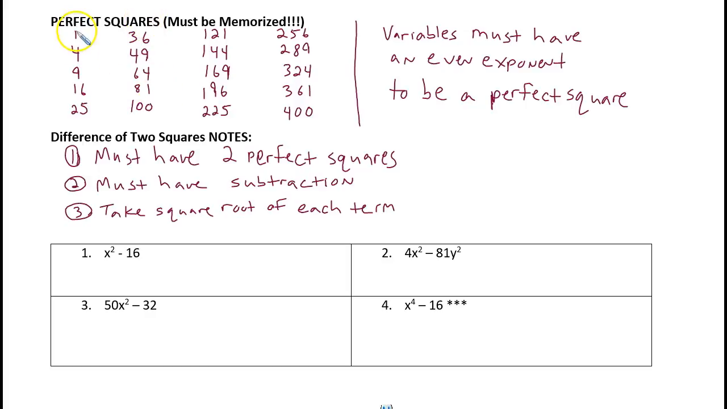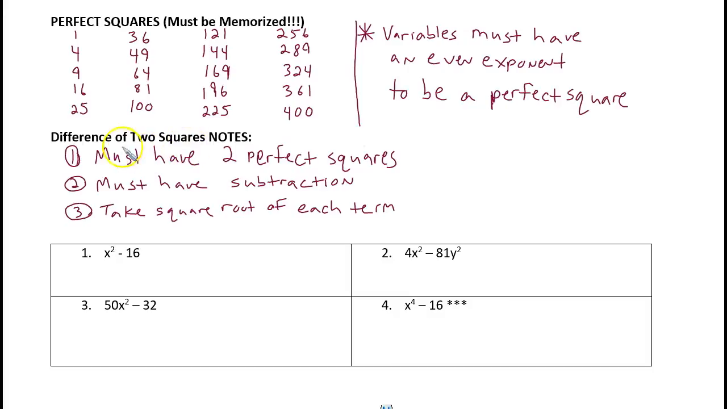You probably know 1 through 10. Add 11 to 20 on, and you will be ready to go in almost any case. Also, remember that variables like x squared or x to the fourth or x to the sixth must have an even exponent to be a perfect square. So x to the third power is not a perfect square. It has to be an even exponent like 2, 4, 6, 8, 10, etc.